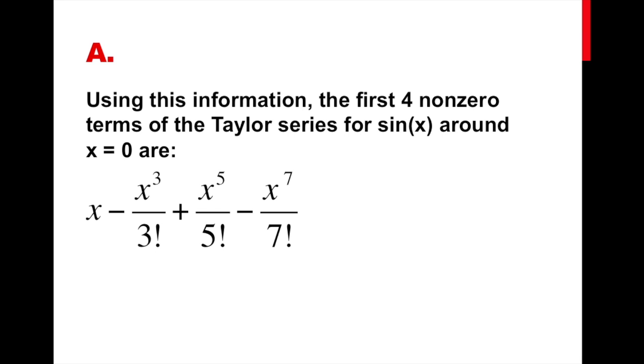Using this information, the first four non-zero terms of the Taylor series for sine of x around x equals 0 are x minus x cubed over 3 factorial plus x to the fifth over 5 factorial minus x to the 7 over 7 factorial.